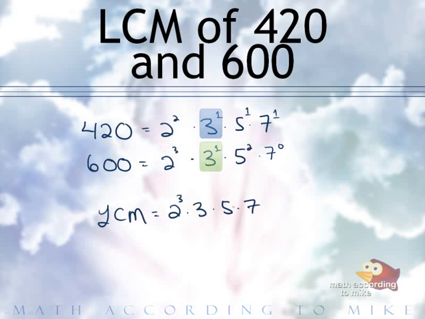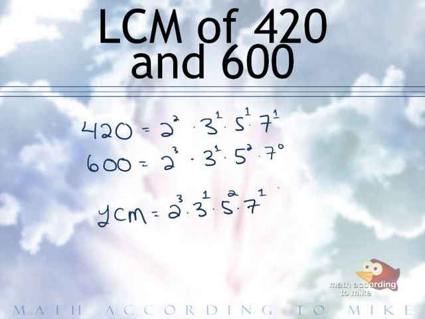For the 3's, notice they're both to the first power, so it doesn't matter which one you take. We're going to take the first. For the 5's, notice we have 5 to the first and 5 squared. Take the larger exponent for the LCM, you get 2. And for the 7's, we have 7 to the first and 7 to the 0. Taking the larger exponent, we get 1.